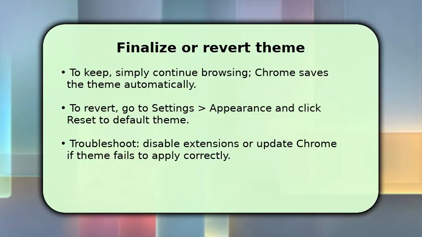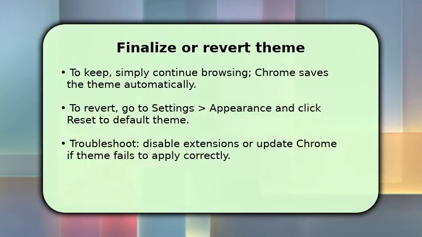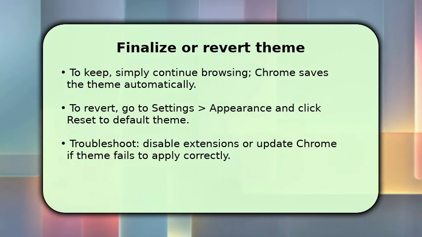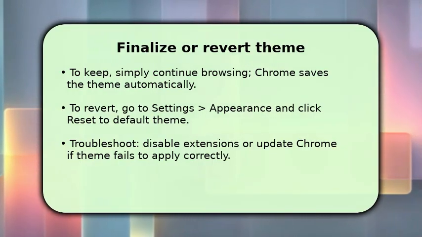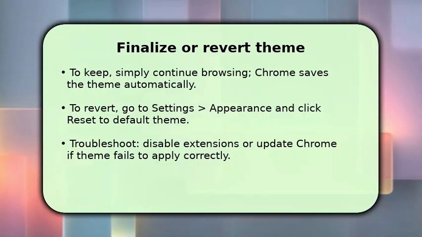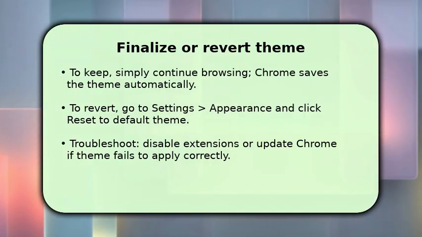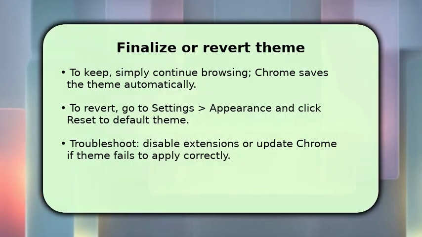revert immediately. If the theme fails to apply or displays broken icons, make sure Chrome is updated and temporarily disable extensions that modify UI. Conflicts often cause rendering issues. Finally, try a different theme or restart Chrome if problems persist.